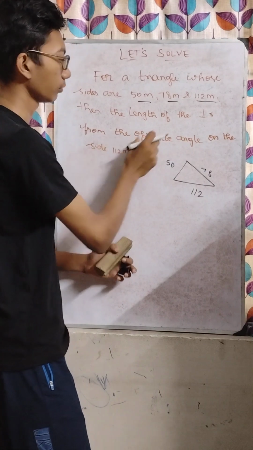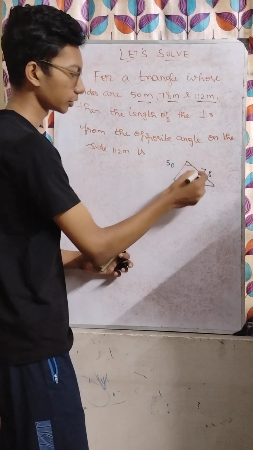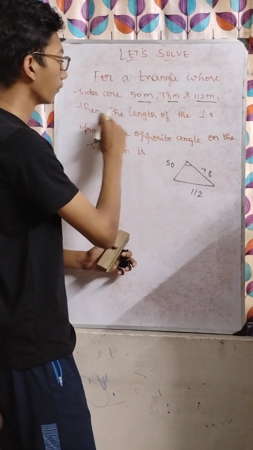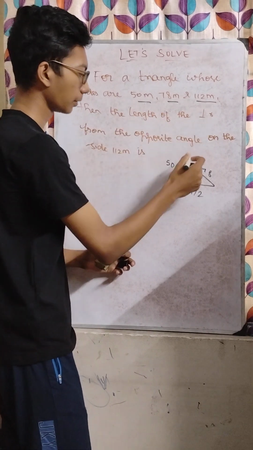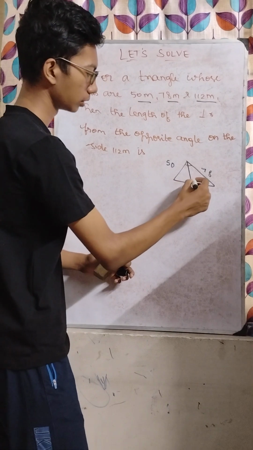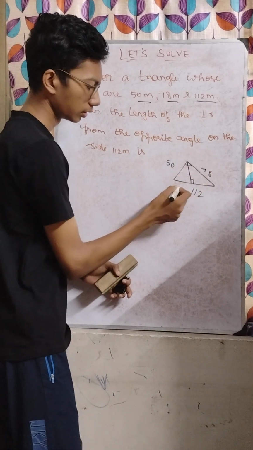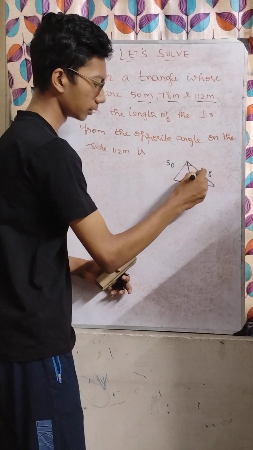Now from the opposite angle on the side 112 meter, this is the opposite angle. From this we need to find the length of the perpendicular. So from this we will draw a perpendicular line. So this will be perpendicular. The question asks us to find this length here.